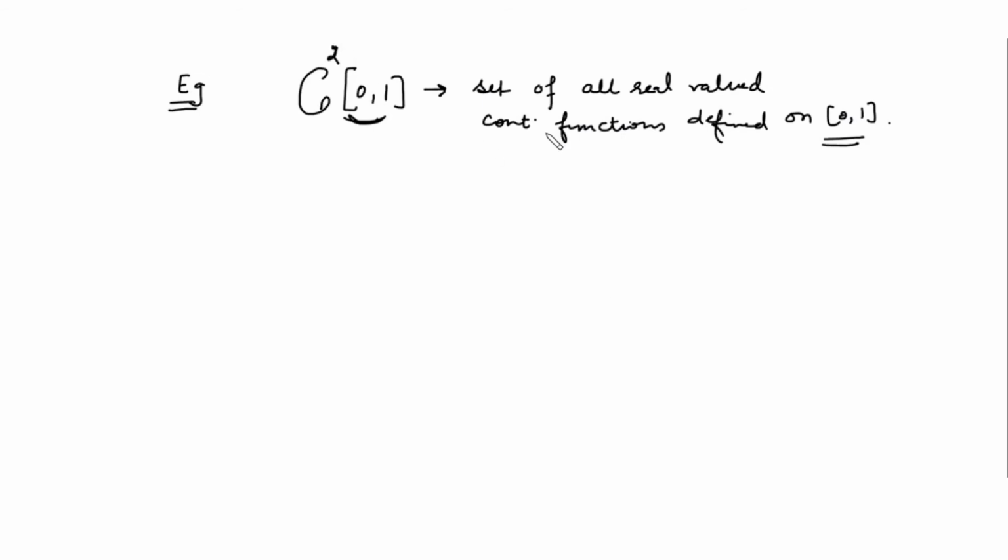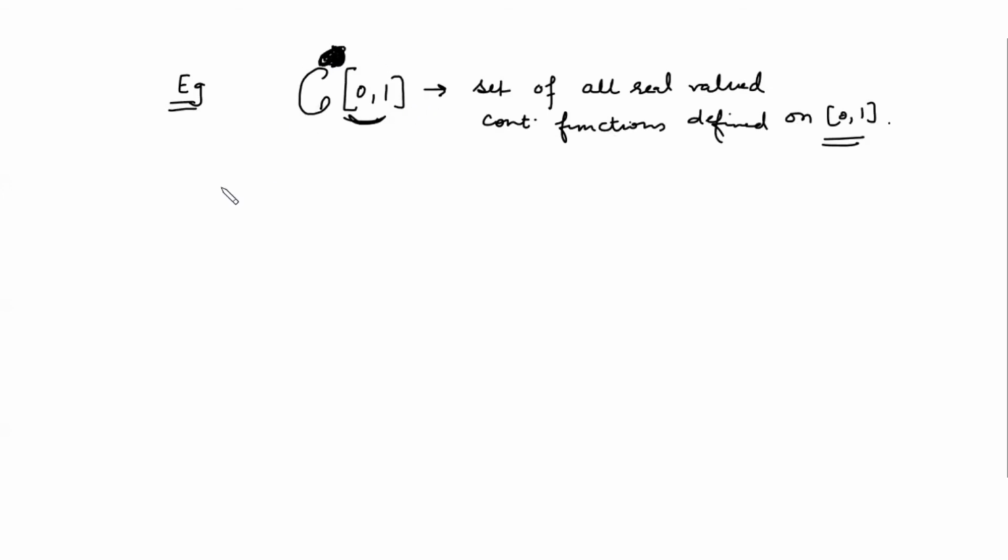C2 means twice differentiable and the second derivative is continuous also. Infinity denotes the set of all real valued functions which are everywhere differentiable, where all the higher order derivatives exist and all are continuous, right? So here I am taking C[0, 1], the set of all real valued functions which are continuous and defined on the interval [0, 1]. These are standard notations for the set.